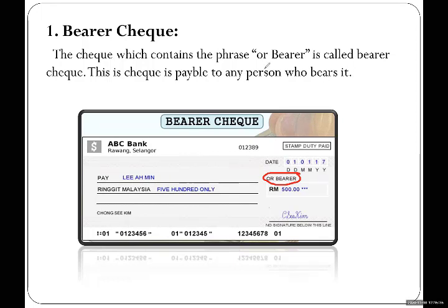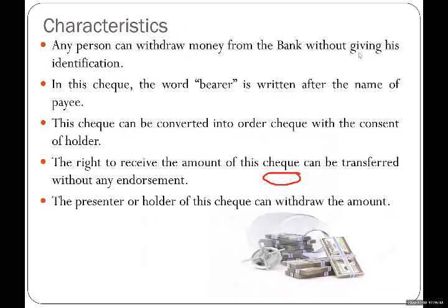Now, what are the characteristics of a bearer check? When you take a bearer check to a bank, any person can withdraw money at the bank's counter without giving any identification. Means when you take the bearer check or open check to the bank, they will not ask you to identify yourself as a payee.